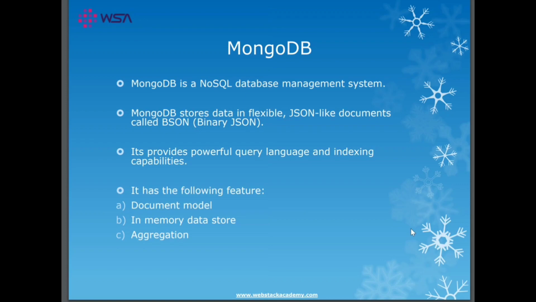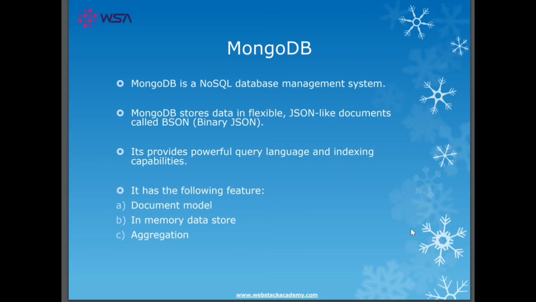And the second one is in-memory data storage. All the objects that are stored are located in memory, which means there is relatively easy access to get to them. And the third one is aggregation. Aggregation allows you to perform operations on grouped data and get a single or computed result.